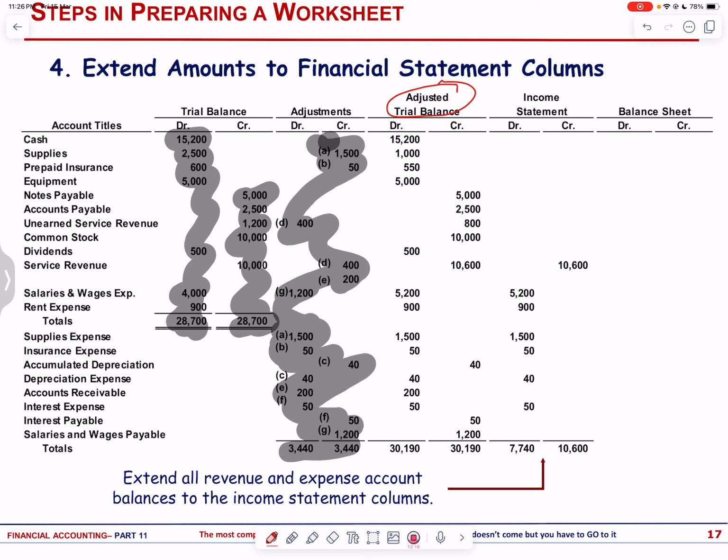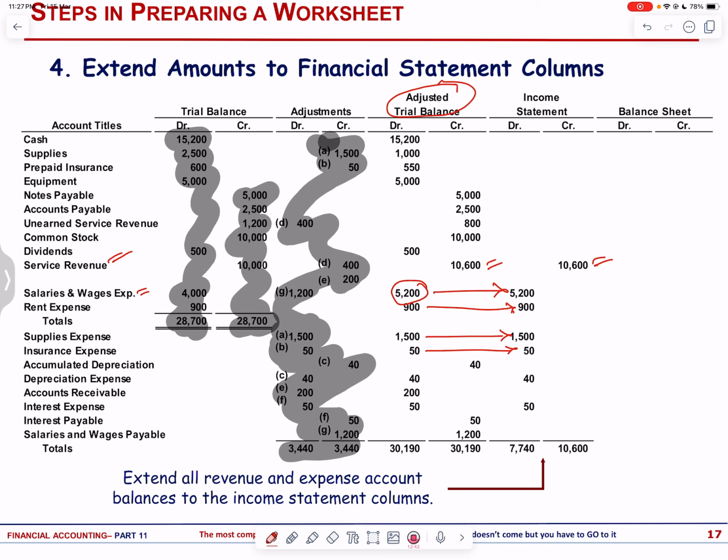And we have the service revenue for 10,600, that is what we have in the credit. Then we have the salaries and wages expense 5,200. We have the rent expense in the debit 900. We have the supplies expense. So we record all the expenses that are there. Accumulated depreciation is for the balance sheet, so we don't record it.